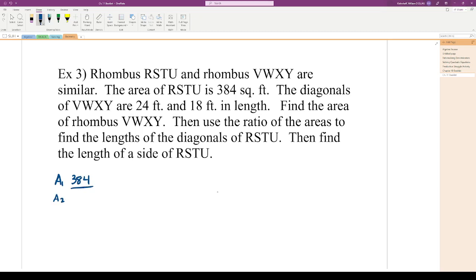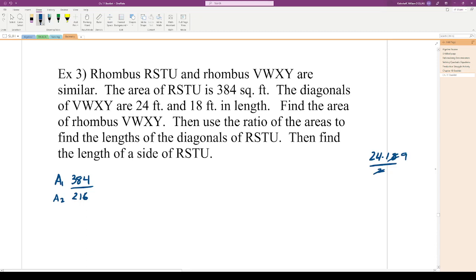So 1/2 times 24 times 18. 24 times 18 over 2. That's a 9, that's 36, and 180 is 216. So that's our area ratio. We're going to need to square root that if we want to find the length of a side. They didn't even... Oh, okay. This one has a lot of work, actually.